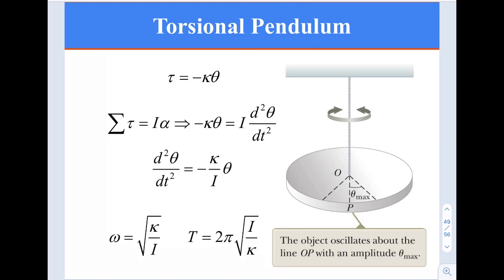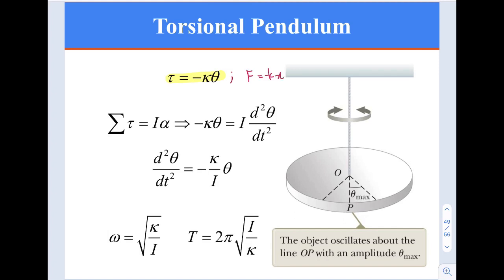That is why torque is equal to negative kappa times theta. So why is it negative? Kappa is, firstly, a Greek letter. It's called the torsion constant of the support wire, and is a rotational analog to the force constant, which is k for a spring. So this is in comparison to F equals negative kx.